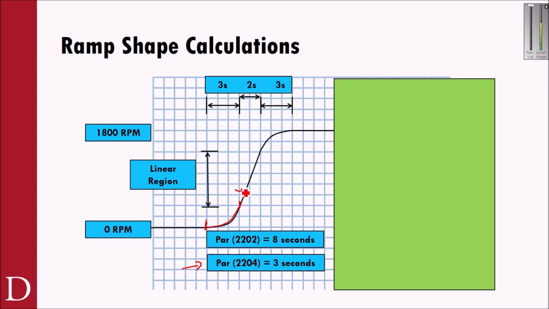Then I get into a linear region right here. This is linear acceleration in this area. And then at the end, I'm going to S-curve out again. And again, this S-curve is nice because it's going to allow me to protect against wear and tear. So my linear region, you can see I'm only in linear acceleration for 2 seconds.